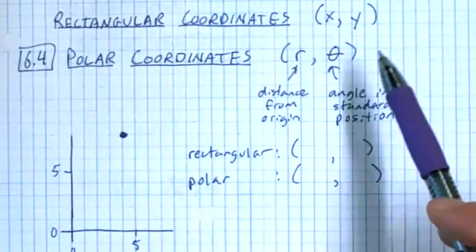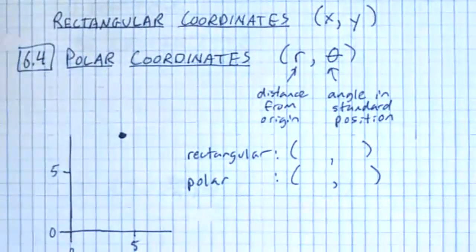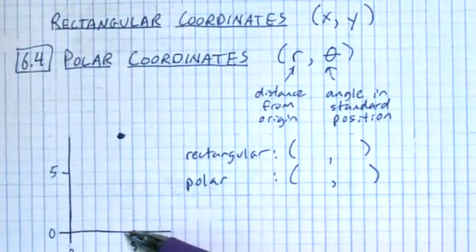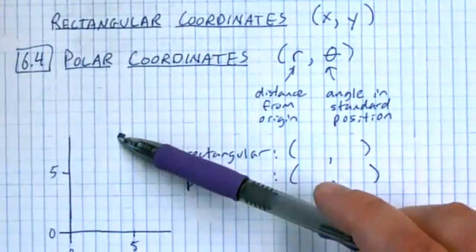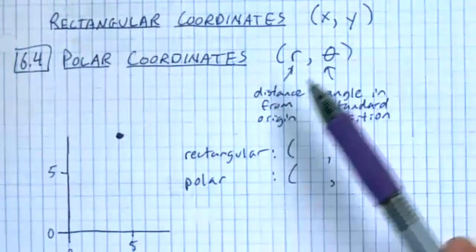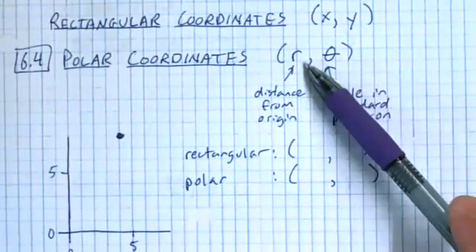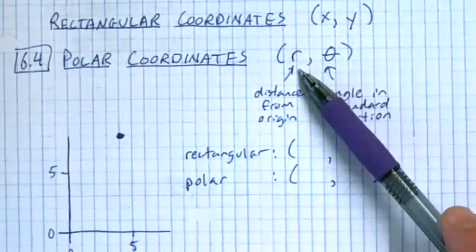Polar coordinates, instead of X and Y, we're going to give R and theta. With X and Y, with rectangular coordinates, it's kind of like, how far do I need to walk in the X direction, and then how far do I need to walk in the Y direction to get to that point? With R and theta, it's kind of like, what direction do I need to face? That's theta. So give me the angle that I need to face towards, and then how far do I walk out from the origin to get there? That would be R.